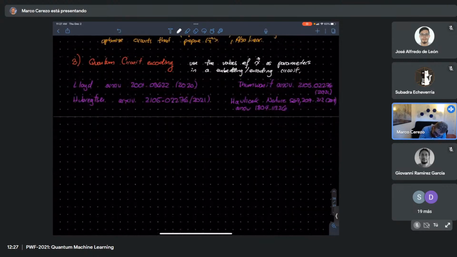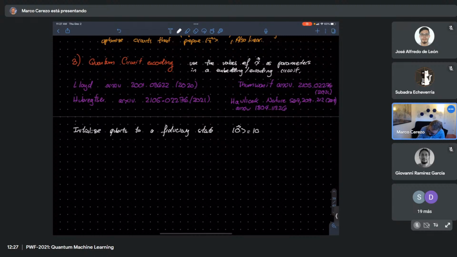The main idea is that we initialize qubits in fiducial, easy to prepare states, such as the all zero states, right? And then what we're going to do is that we are going to send them through a quantum circuit, which I'm going to denote as E for embedding or encoding, that depends on the parameters of x. So this is a parametrized quantum circuit.